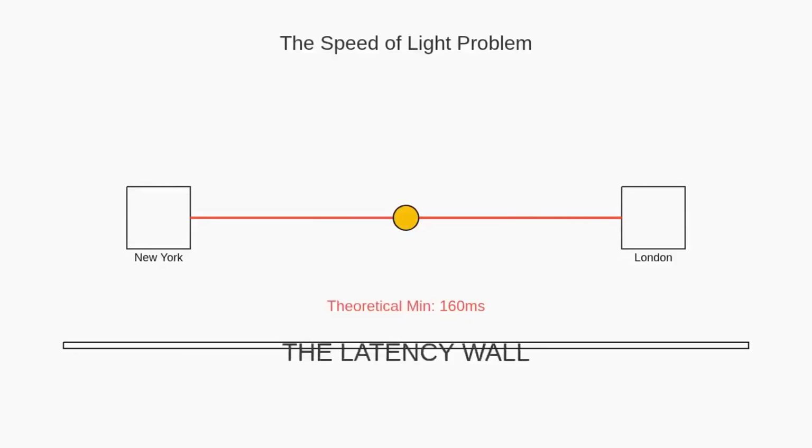This is the latency wall. But today, we don't hit that wall. We bypass it. We defy the physics of distance using a global network of distributed servers known as a Content Delivery Network, or CDN. In this video, we're going deep into the internals of how these systems actually work, from Anycast routing to edge computing.